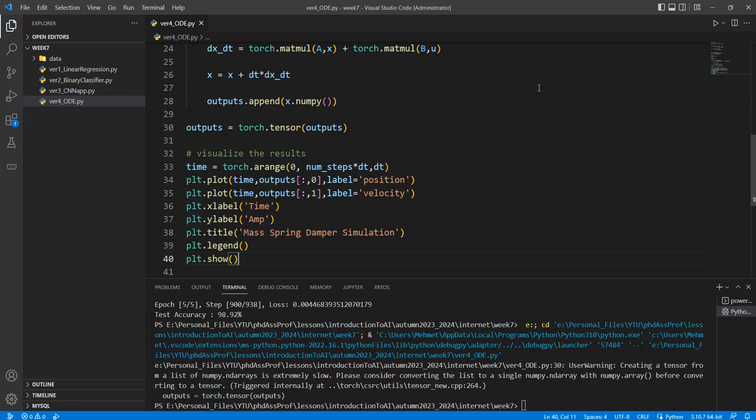This is the best way to do time series data, right?